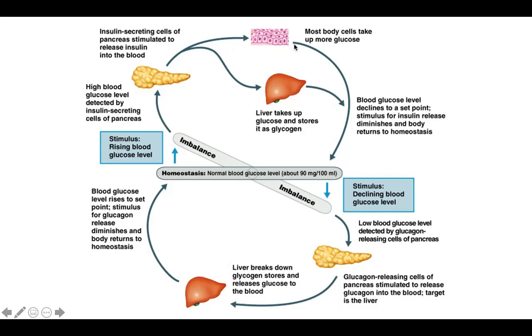The body cells will take it up too. Because the body cells and the liver are taking up those sugars, the blood, where the imbalance is located, out of homeostasis, is going to go down, right? It was in the blood and then it went to the cells and into the liver. So that allows us to come back into homeostasis.